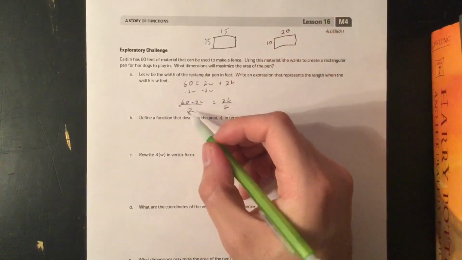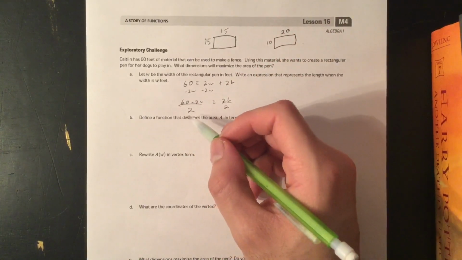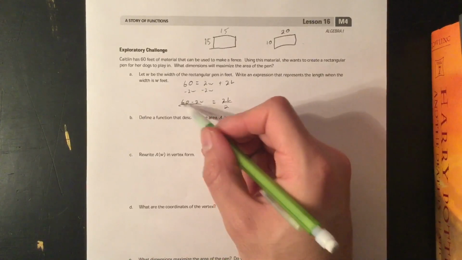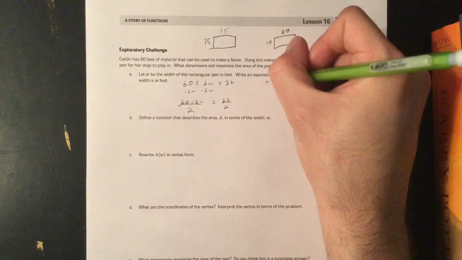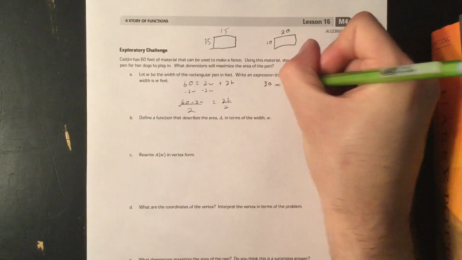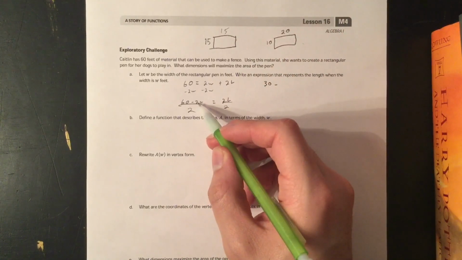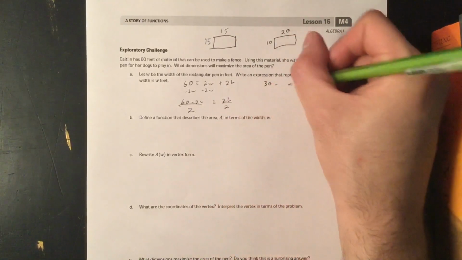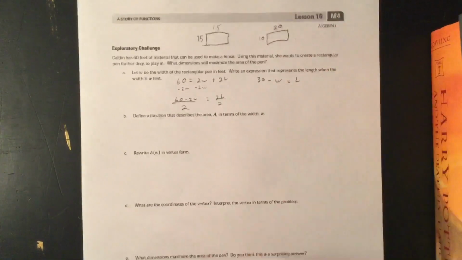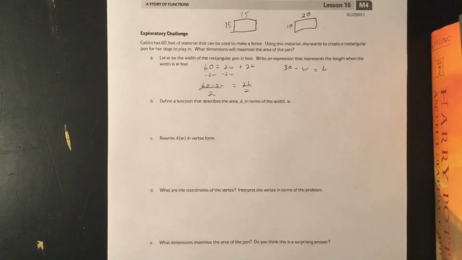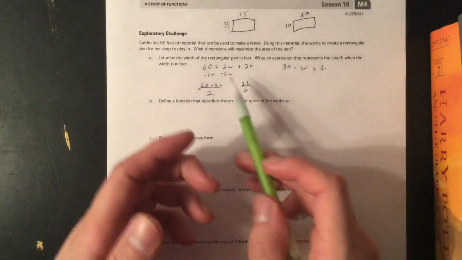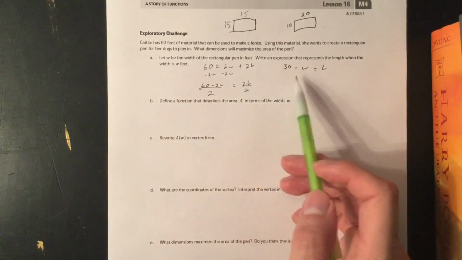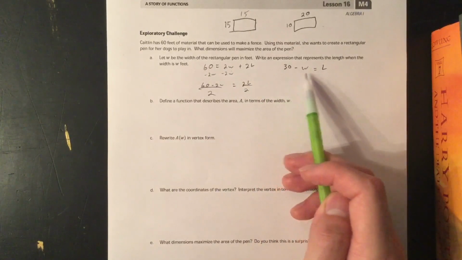When we do this, it's like when we split the squares. We can divide each one of these separately. So 60 divided by 2 would be 30, minus 2W divided by 2, which will just give us W, and that'll equal our length. So for the next part, we have our width would be just W, and our length is going to be 30 minus W.